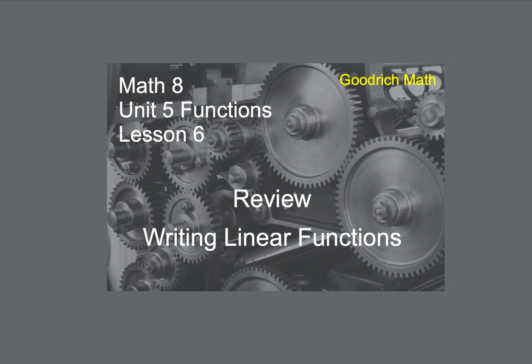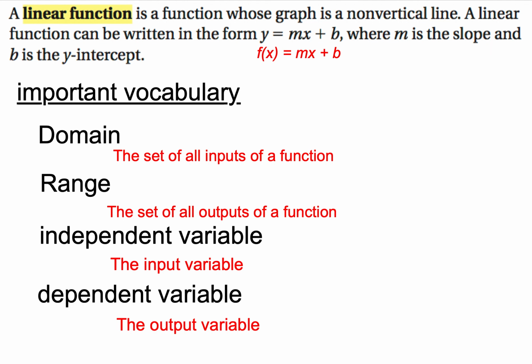Functions, lesson 6. We're going to review how to write a linear function. First, a little bit of vocabulary. Remember that a linear function is a function whose graph is a non-vertical line. A linear function can be written in the form y equals mx plus b, where m is the slope and b is the y-intercept. You can also write it as f of x equals mx plus b.